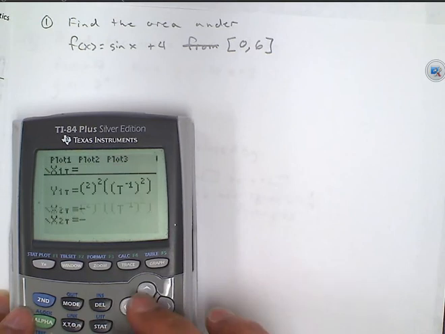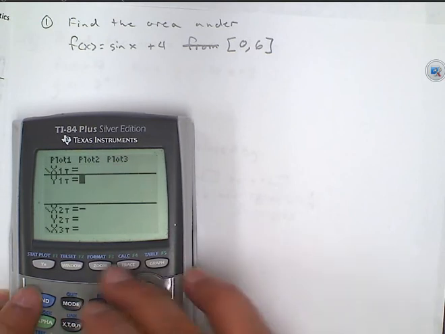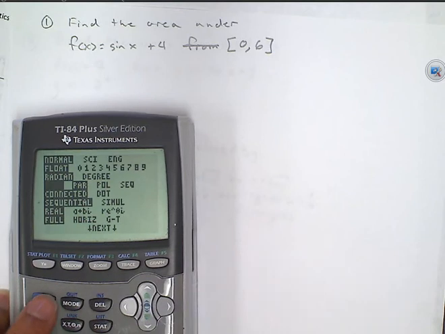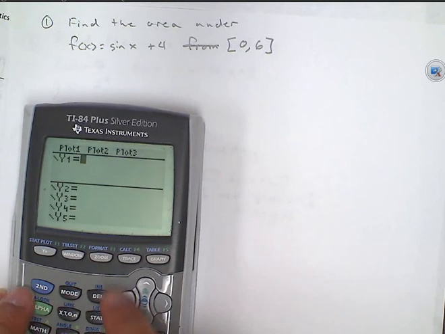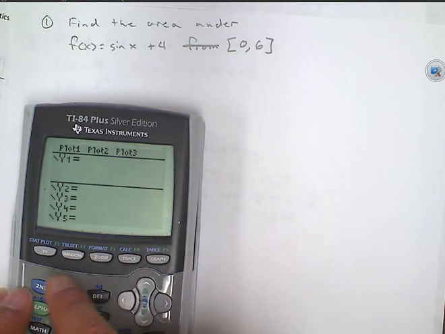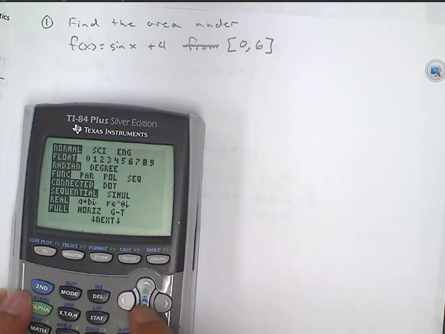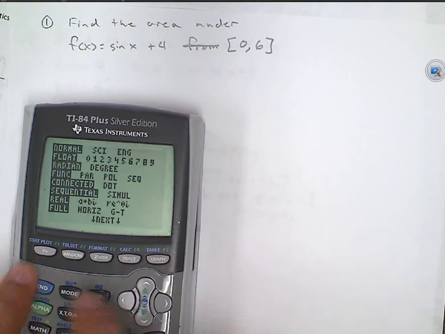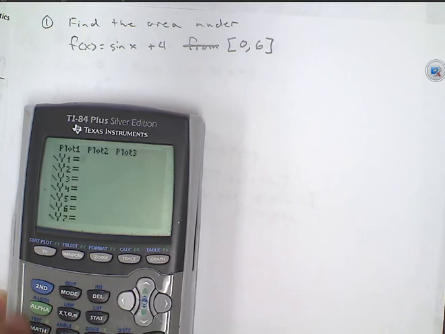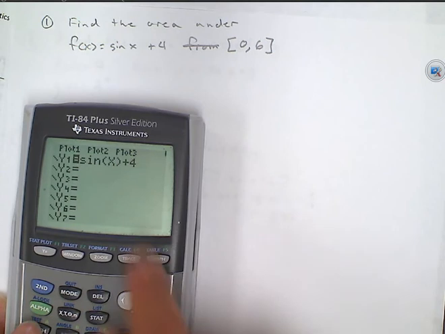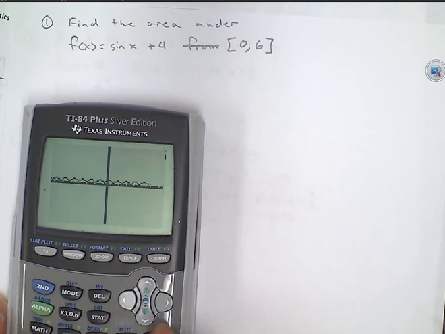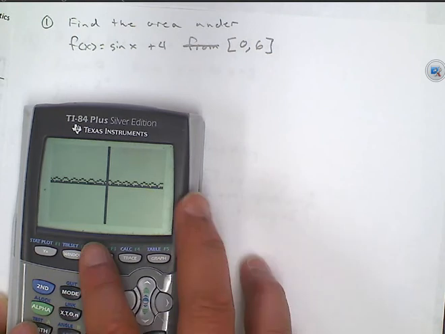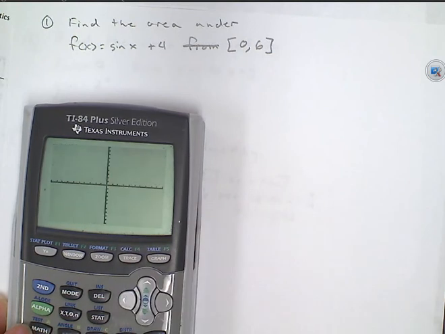Clear, clear. We need to get out of parametric mode. Alright, go back into function mode. Alright, y equals. We're going to type in, and we need to make sure we're in radians. Okay, so mode, radians is selected, so that's great. Alright, so y equals sine x plus 4. Make sure you close your parentheses right there. Hit graph. My graph looks funny, so I'm going to hit zoom 6, zoom standard 6. So there we go.